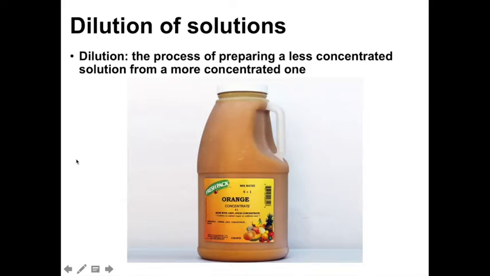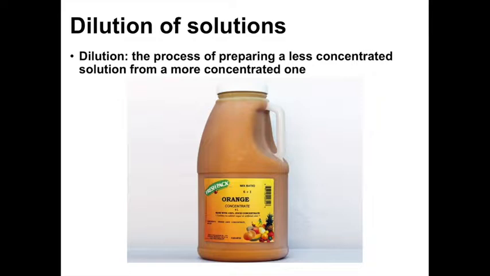So another important concept involving solutions is what we call dilution. If you are familiar with concentrated juice, I'm sure you can find these in supermarkets. When you prepare an orange juice from an orange concentrate, you're actually performing dilution.